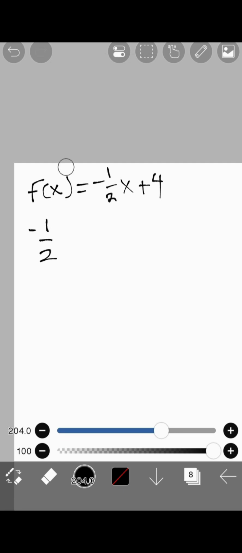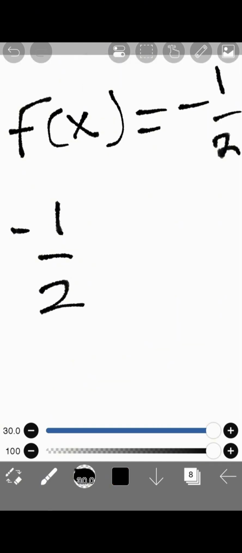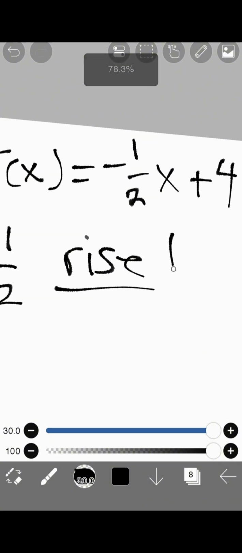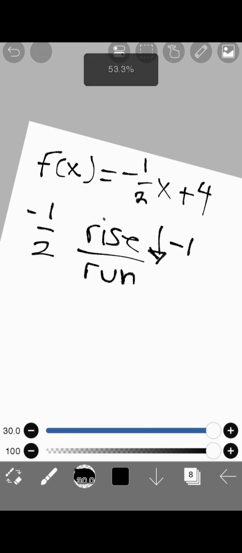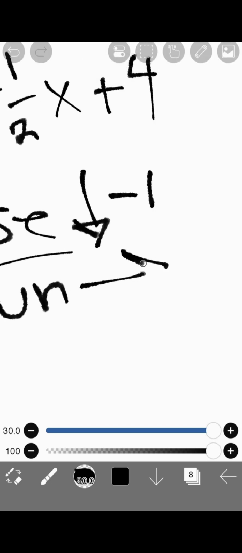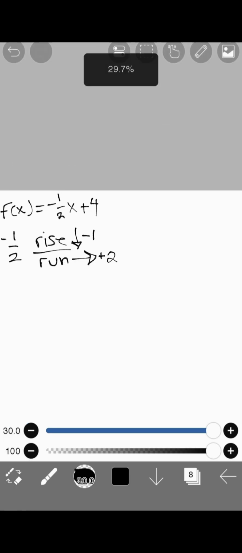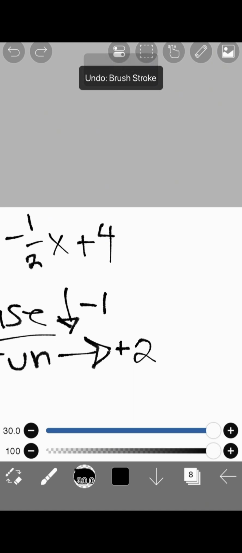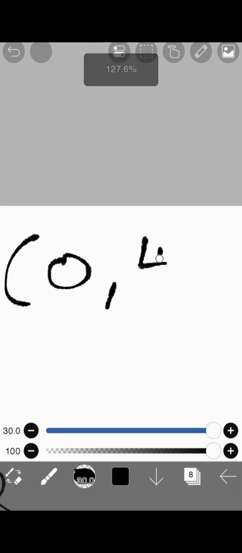So now, like we said, a slope is a rate of change, which is rise over run. For this one, our rise, which is -1, will go down once. Then our run will go to the right 2 times. Okay, so this is our y-intercept, and like we said, in a y-intercept, we just imagine that the x is 0, so it would be 0 and 4.